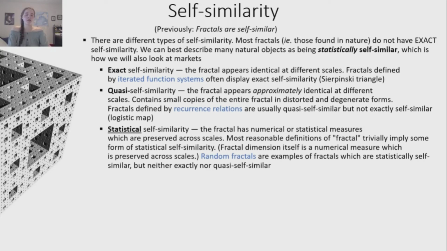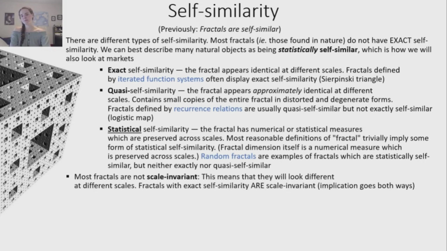Random fractals are examples of fractals which are statistically self-similar, but neither exactly nor quasi-self-similar. I'm mentioning that just for your own benefit. If you want to look up what a random fractal is to help you better understand statistical self-similarity, you can do so. I do mention it later on in the slides.